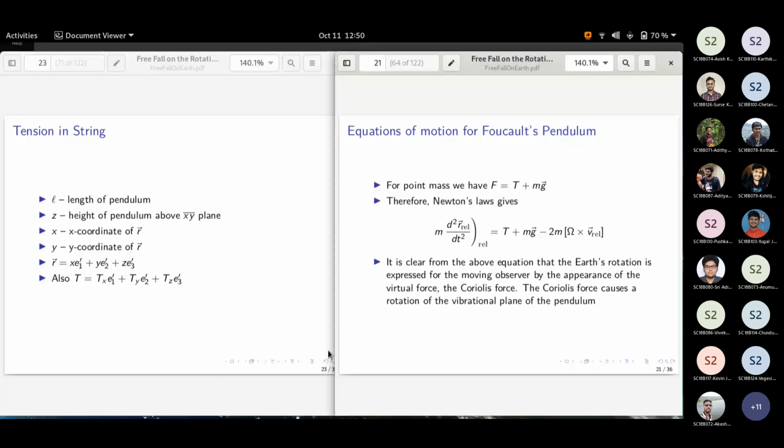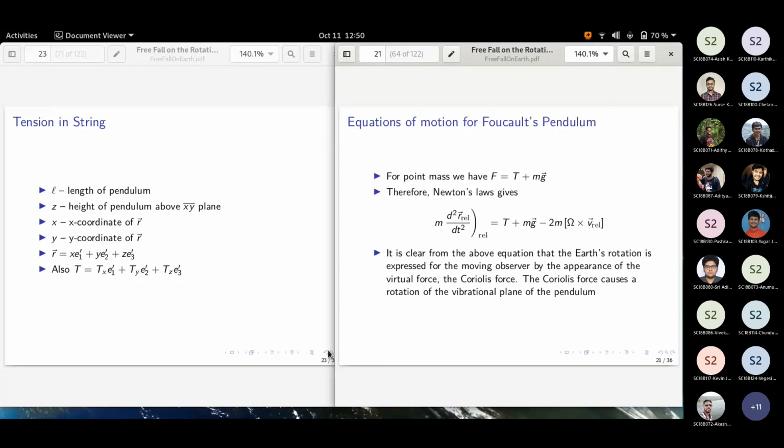Yesterday, in our last class, we were discussing Foucault's pendulum. The equations for Foucault's pendulum are given here. On the left hand side is the relative force, m d square r relative by dt square, which is equal to the tension in the string, plus the mass into gravity, and we also know that gravity has to be compensated for by the centripetal or centrifugal force.